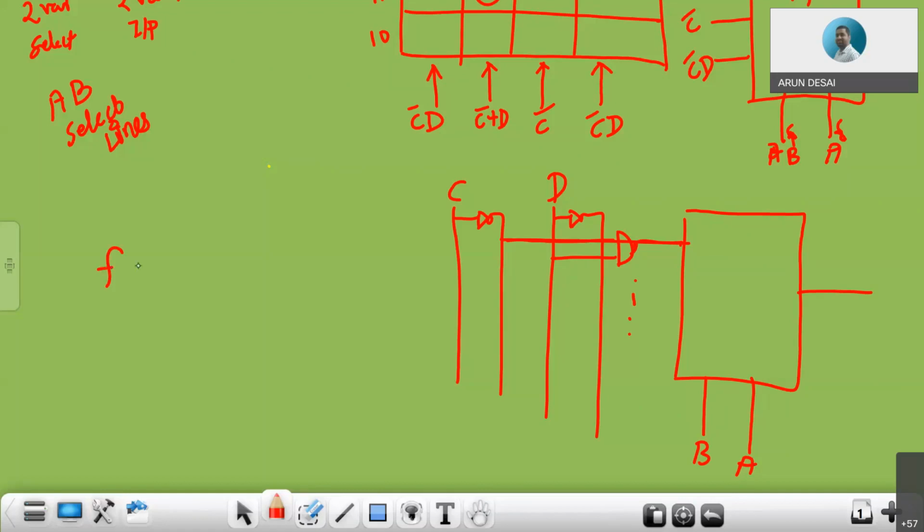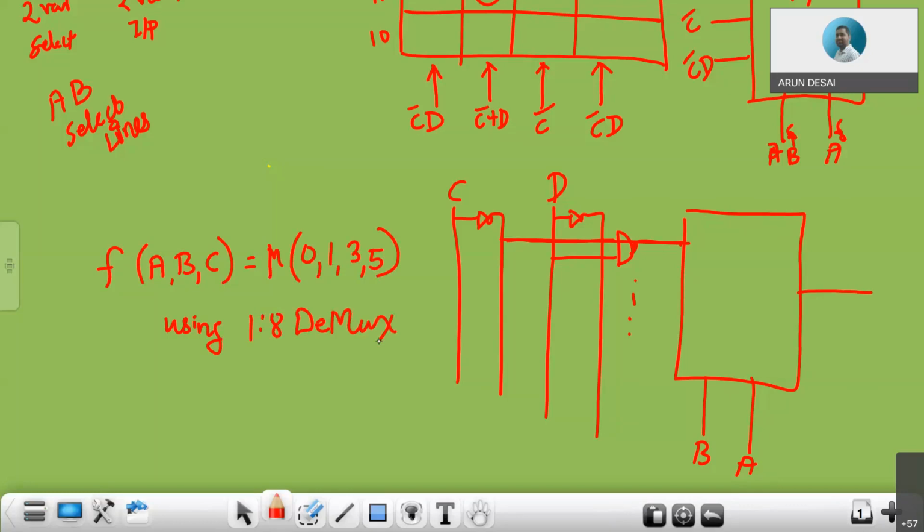F of A B C equal to... Okay. Realize the expression using 1 to 8 demux.